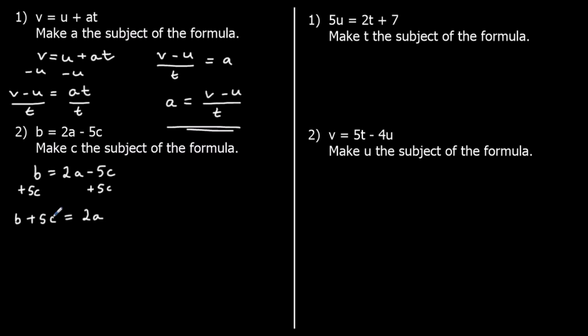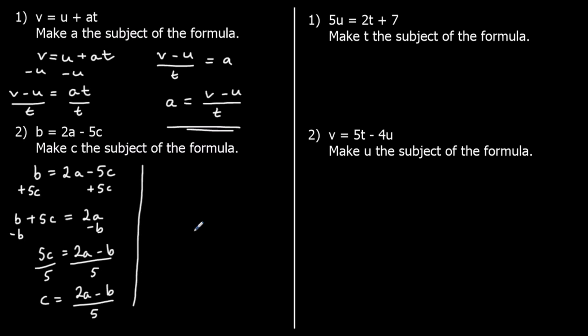Then I'm going to start getting c by itself. So if I take away b from both sides, that will give me 5c equals 2a minus b. And then I've got c multiplied by 5. To get rid of that, to get rid of a times 5, I divide by 5. So if I divide both sides by 5, I'm going to have c equals 2a minus b all over 5. So that is my preferred way.